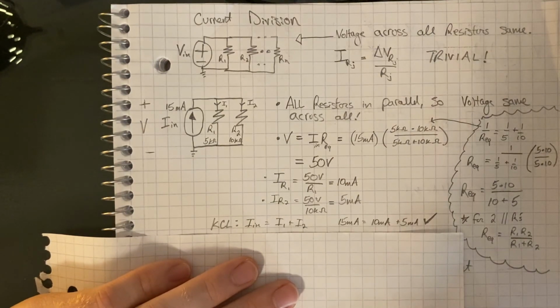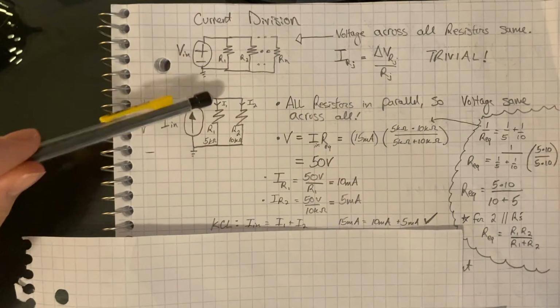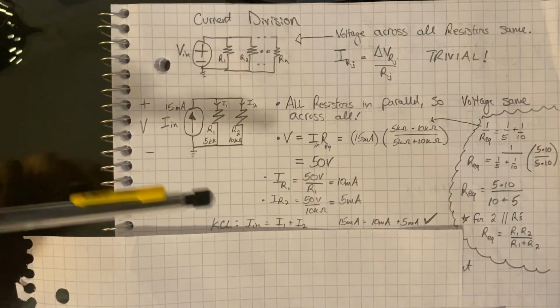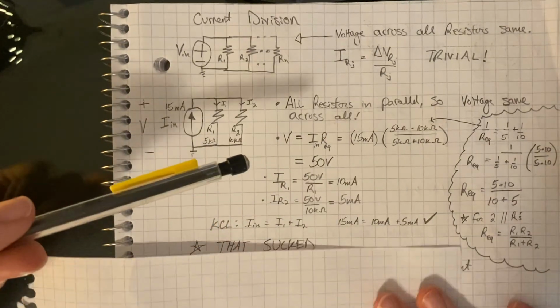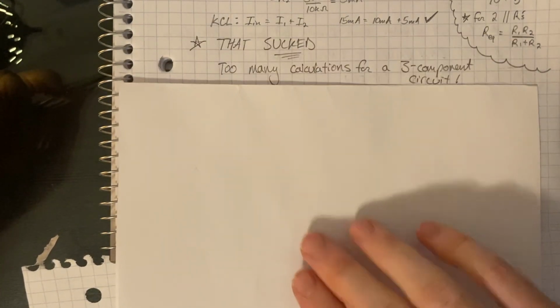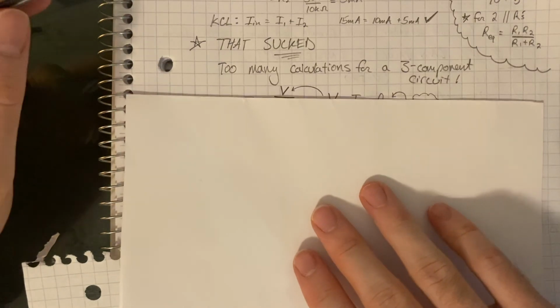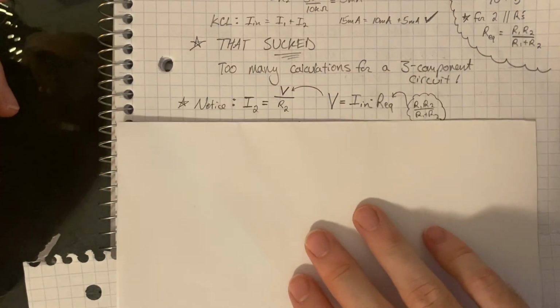And we can check that with KCL. We know that we have 15 milliamps going in. We have 2 currents coming out. So let's see, is 15 equal to 5 plus 10? Yep, it does. And okay, KCL checks out, but that also kind of sucked. We had to calculate so much stuff. The voltage, we didn't even use it. And it's such a 3-component circuit, it's so simple.